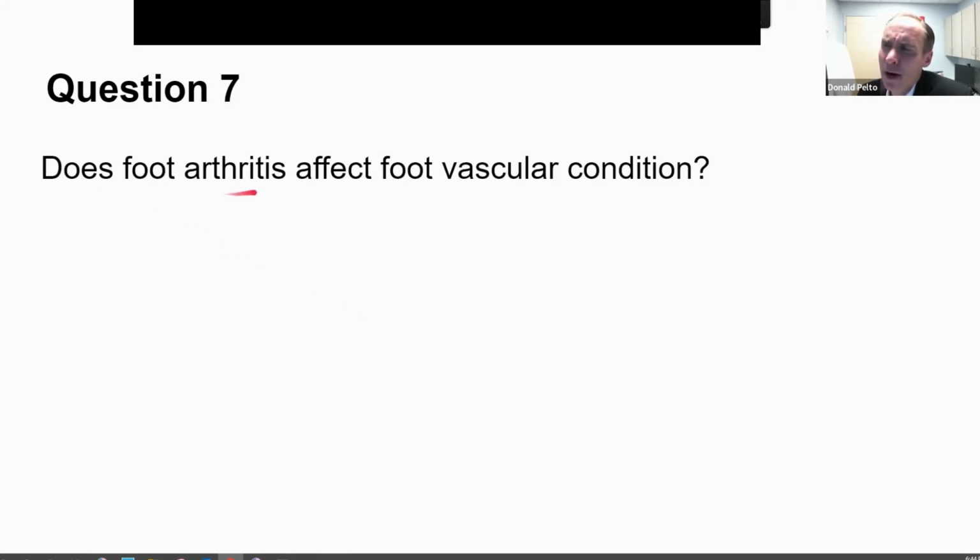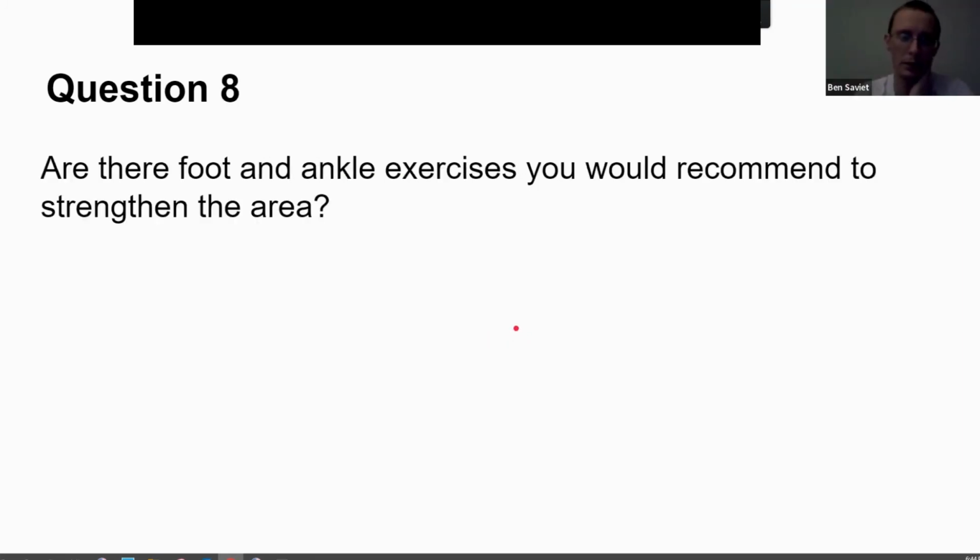Now, does foot arthritis affect foot vascular condition? So does arthritis affect circulation? That's kind of a loaded question. There are some real technical things called avascular necrosis and things like that. But overall, I don't think circulation affects arthritis that much. I don't know what you guys think. You have anything to say? Not particularly. Not on that. I mean, not really. Okay.